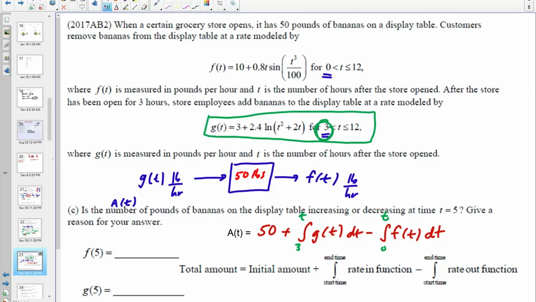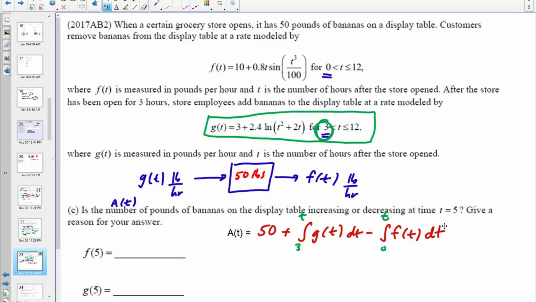All right, and we want to know, if this is a formula for the amount of bananas, and it's based on this right here, which is on your notes, this formula here, how do we figure out if the amount of bananas is increasing or decreasing at time 5? Well, you know from calculus that when A prime is positive, A is increasing. And when A prime is negative, A is decreasing. And we have a formula for A, so we just need to know if A prime at time 5 is positive or negative. So first you take the derivative.